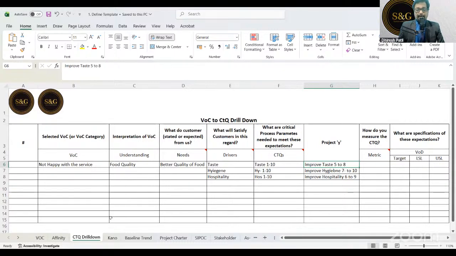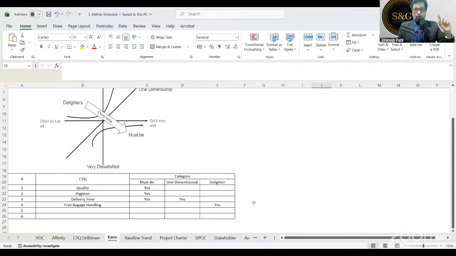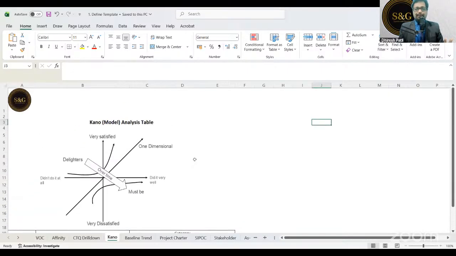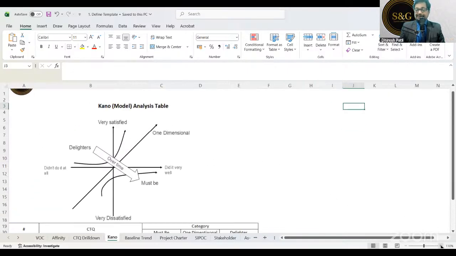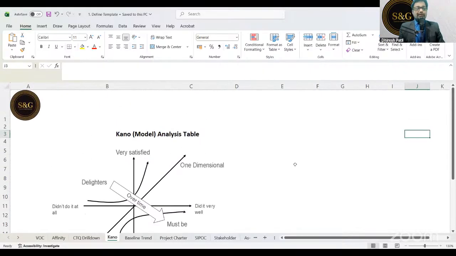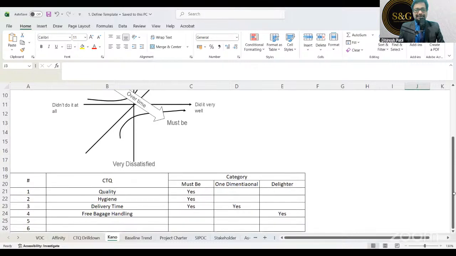Now there is a method called the Kano model, which you will find in the Green Belt define phase itself. The Kano model is named after a very famous quality guru, I would say, Dr. Noriaki Kano. According to him, you can categorize these customer requirements into 3 categories. It is called must-be requirements, second is one-dimensional requirements, and third is delighter requirements.